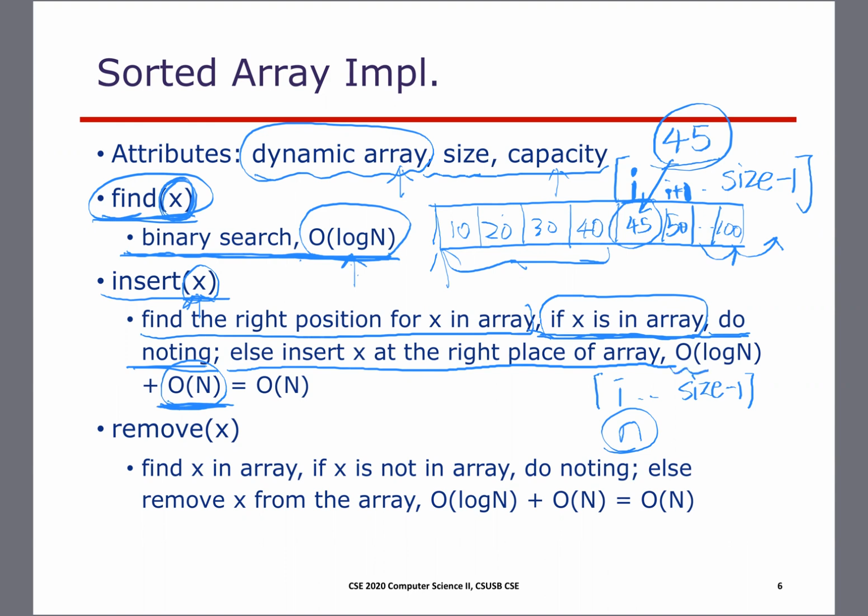And the binary search is big O log n. So for the insert operation, the time complexity is big O(n): find the right position for X, shift the elements, and put X in the right position. We add these together and get big O(n). So insert X has linear time complexity, big O(n).